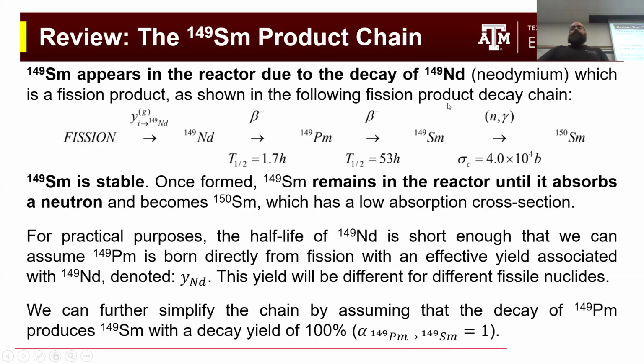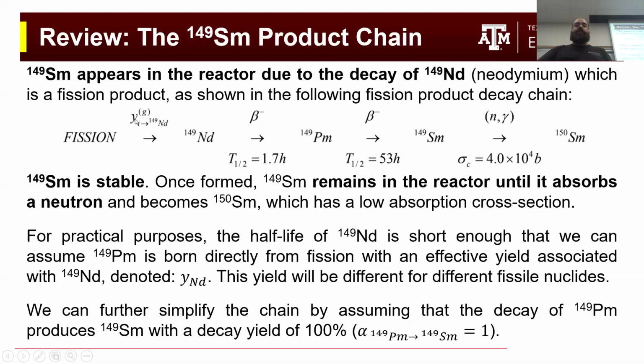And samarium 149 is not radioactive. So once you make samarium in your reactor, the only way you can get rid of it is by it capturing a neutron and becoming samarium 150. What we talked about last time is that because the half-life of neodymium is so short, we can ignore the neodymium part of this chain, and we can just assume that the fission directly produces the promethium with some yield that corresponds to the fission yield of neodymium.